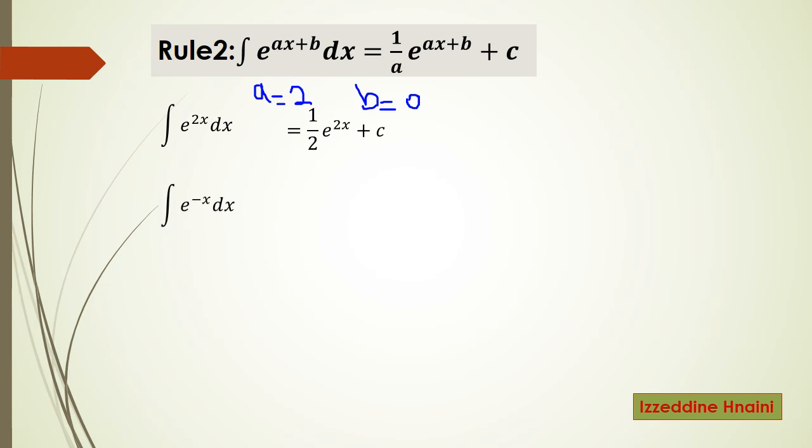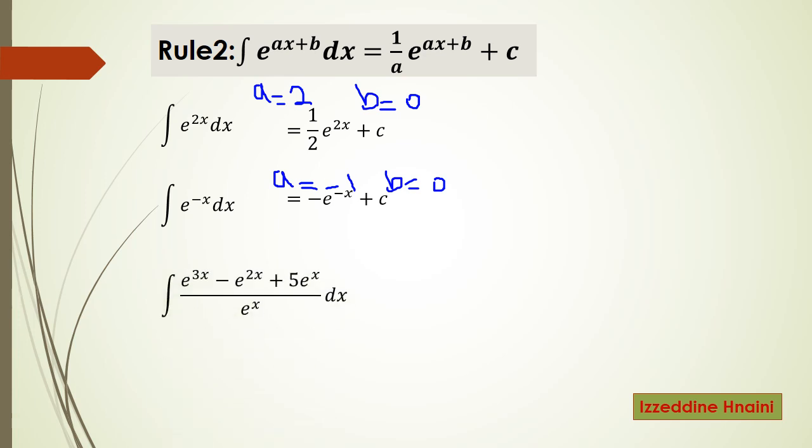The antiderivative of e^(-x). Here a is minus 1 and b is 0. So the antiderivative is 1 over a, that is 1 over minus 1 e^(ax+b), so it is minus e^(-x) plus C.